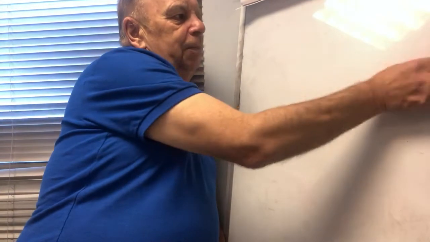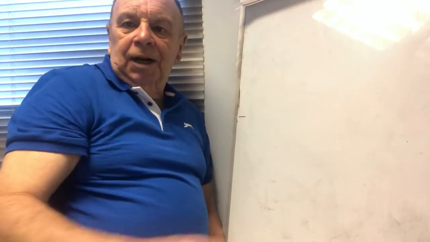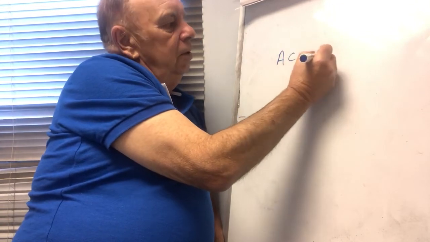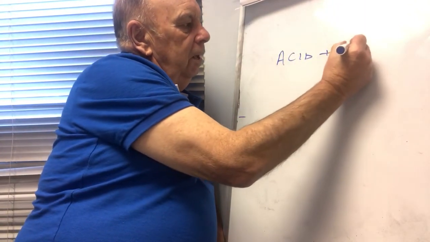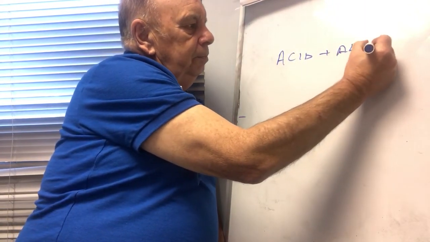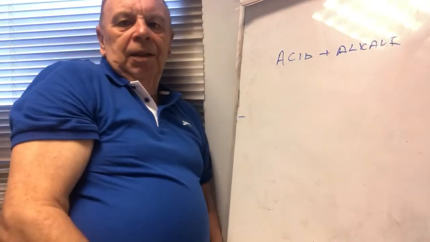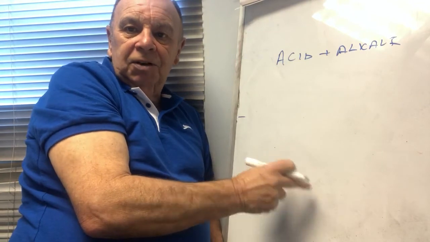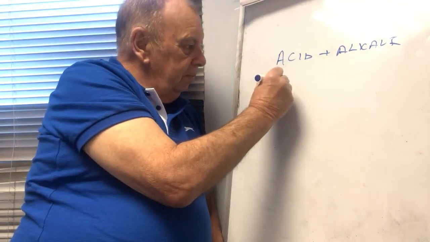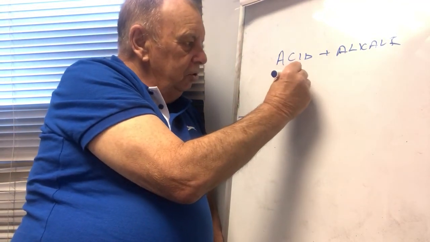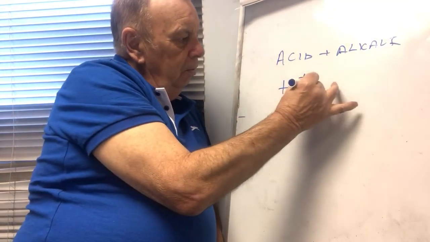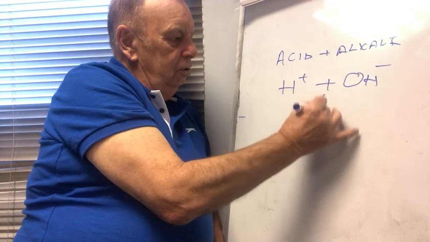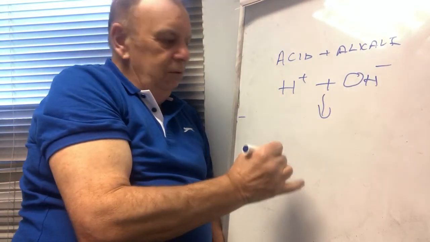And guess what happens when you add an acid to an alkali? The acid neutralizes the alkali, or vice versa, because the hydrogen ions react with the hydroxide ions to produce good old water, H2O.